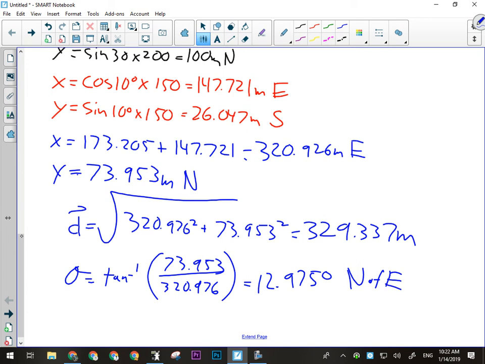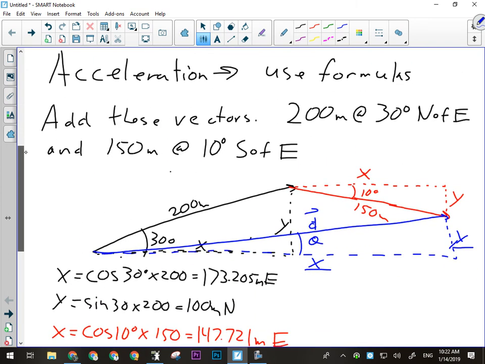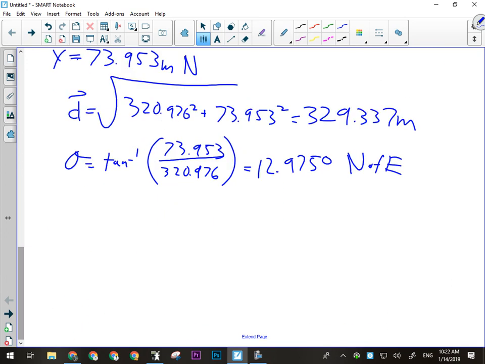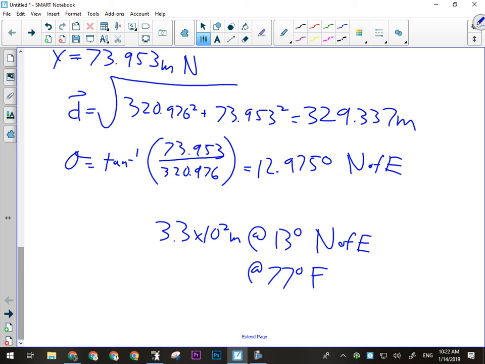All right, for significant digits, and that's not something we want to forget about either, I only have 2 because the 30 and the 10 are only measured to 2 significant figures. So our final answer here will be 3.3 times 10 to the 2 meters at 13 degrees north of east, or at 77 degrees east of north. Is that ringing a bell? I wouldn't expect the one on your final exam to be more difficult than that. In fact, it'd probably be easier than that one. Probably have one vertical or one horizontal line and one angled, just like your unit exam did.